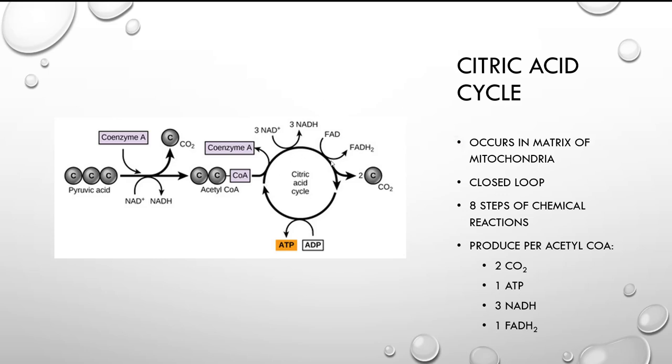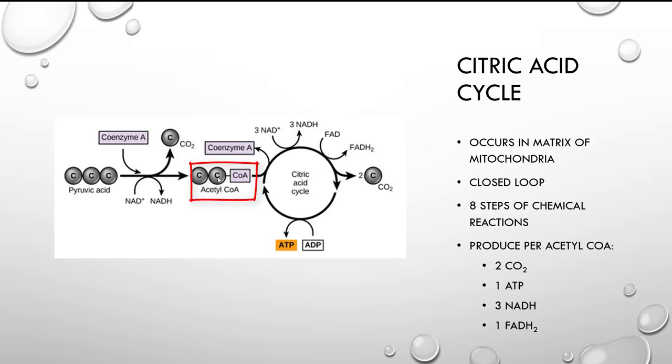And if you can see here, it is a cycle. So it's a closed loop, and it's a series of 8 chemical reactions. And luckily you don't have to remember all the products of each of the reactions. You just need to know the beginning and the ending. So let's look at the beginning. We're going to begin with the acetyl-CoA.